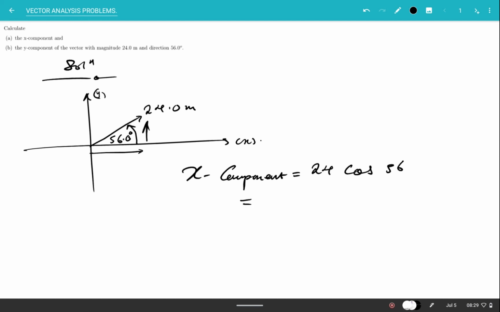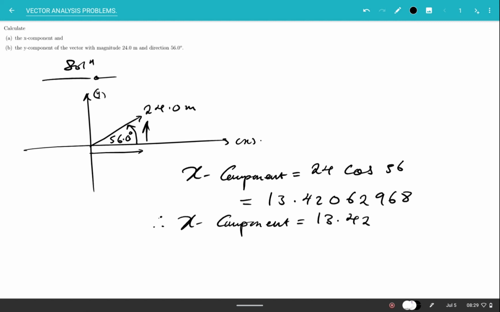And if you compute this, well, you say 24 times cos 56, you get a value of 13.42062968. If you round this off to 2 decimal places, then the x component will therefore simply be 13.42. Since the resultant, which is just the magnitude of the initial vector we have, in this case to be precise, is in meters, then even the components will be in meters. So let's be mindful about that. So that is our component value.